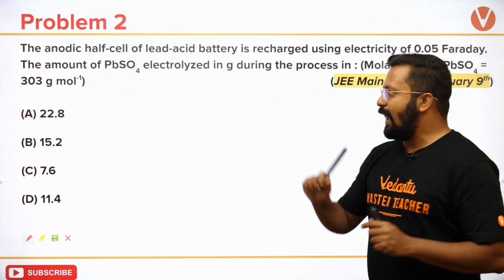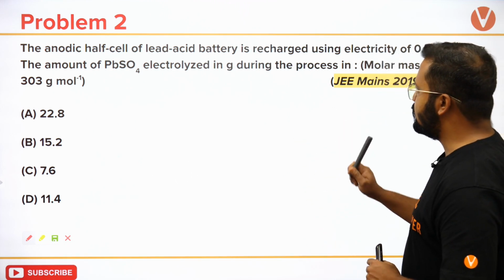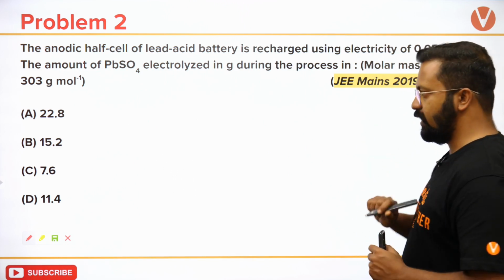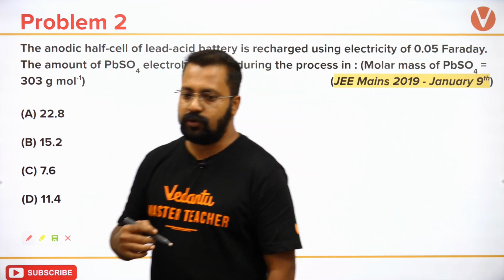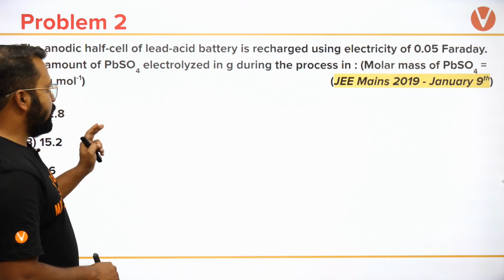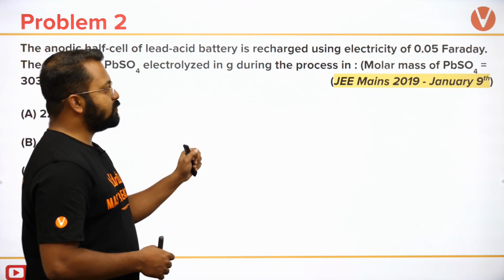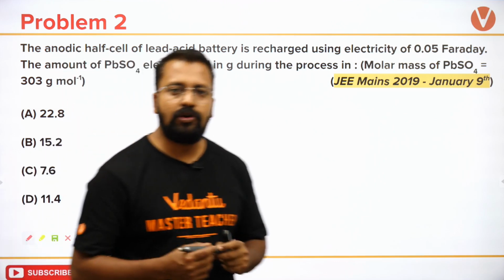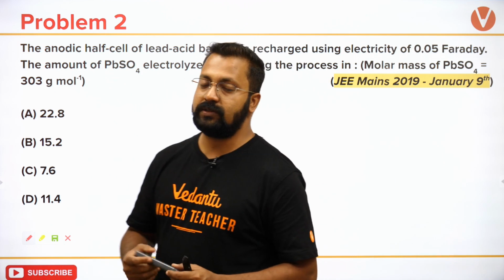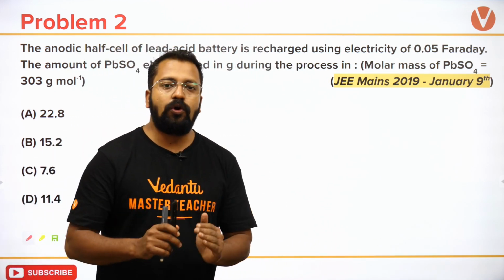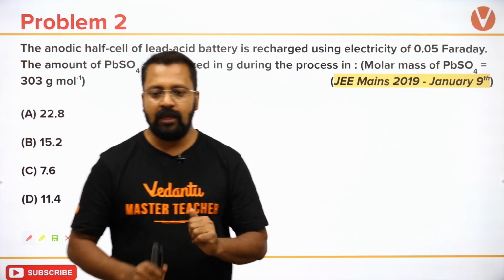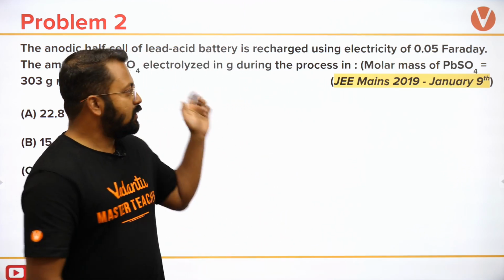Question is, the anodic half cell of lead acid battery is recharged using electricity of 0.5 Faraday. The amount of PbSO4 electrolyzed in grams during the process. Now the point is, if you do not know about lead acid battery, you do not need to worry about this.